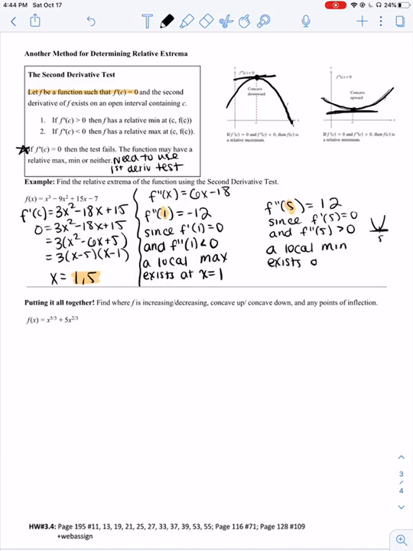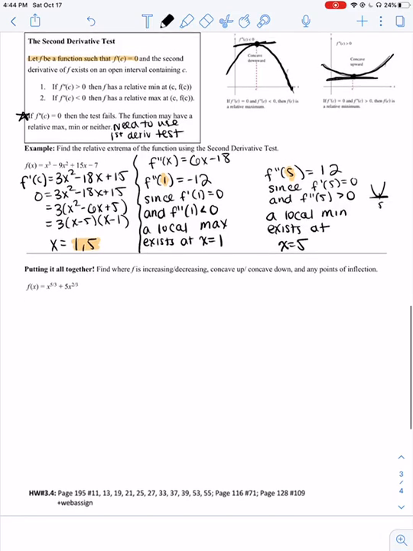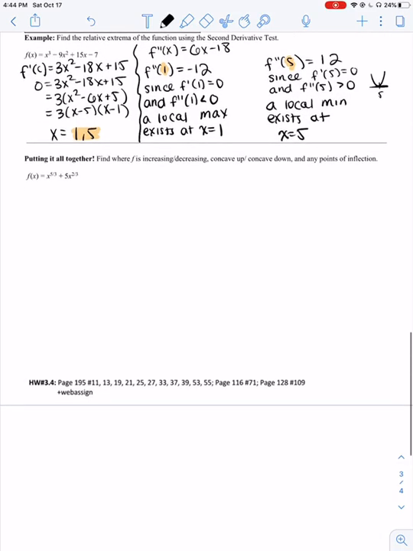Exists at x equals 5. Right now I'm not spending the time to, you could plug the 1 back into f of x to get the full ordered pair. You could also do that with the 5, but for now I'm just saying where the max and min exist rather than what their actual points are.